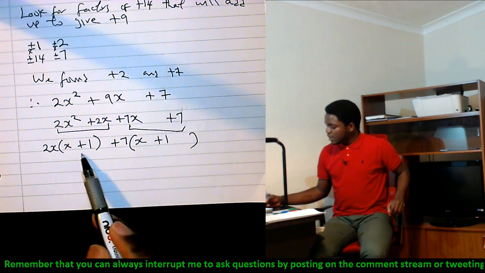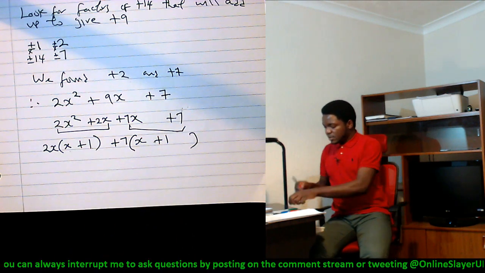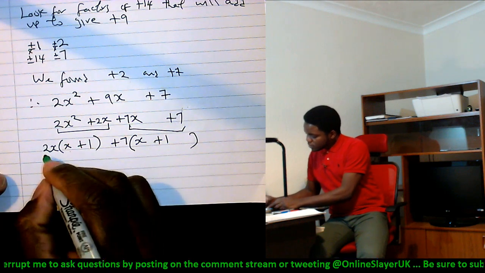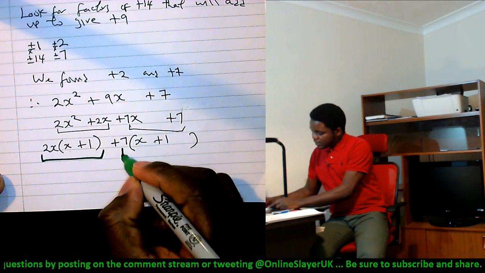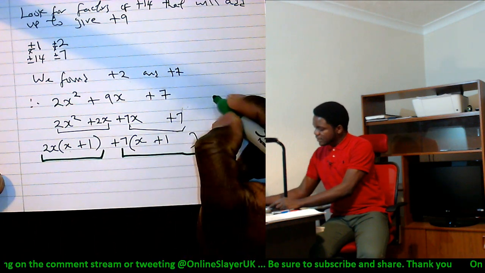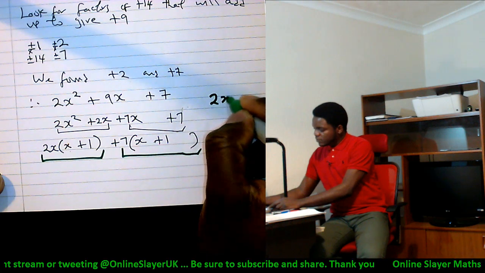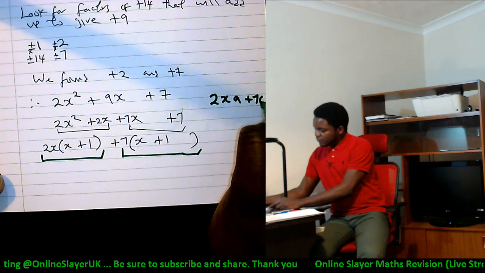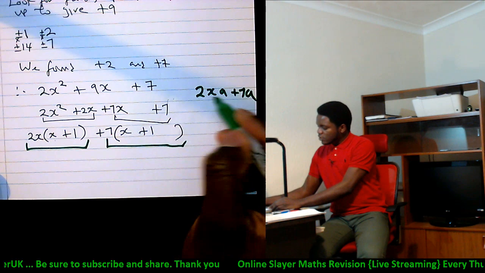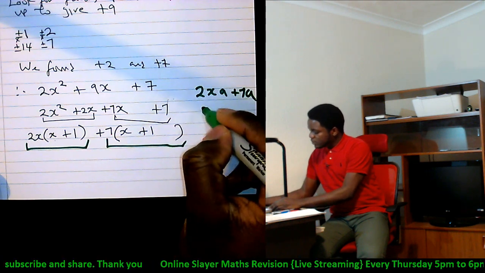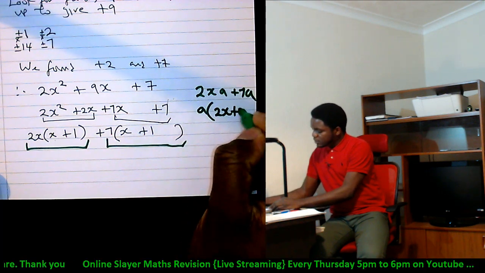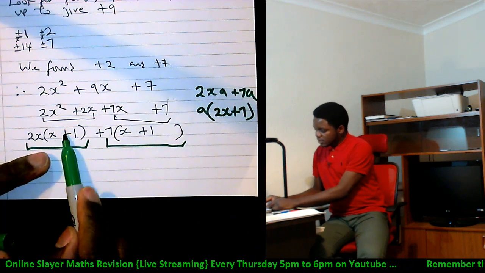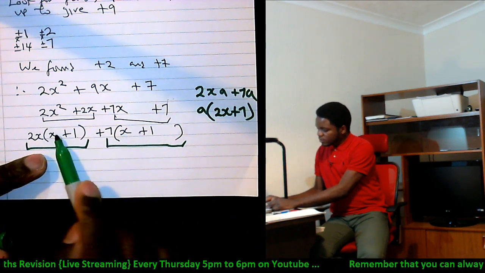So you've got a common factor, because if you look at it critically, this is one term and this is another big term. It's just like when you have 2xa plus 7a. A is common to both of them, so you can take a out. You're left with 2x plus 7, isn't that so? In this case, your a is x plus 1 because it's common to both of them.